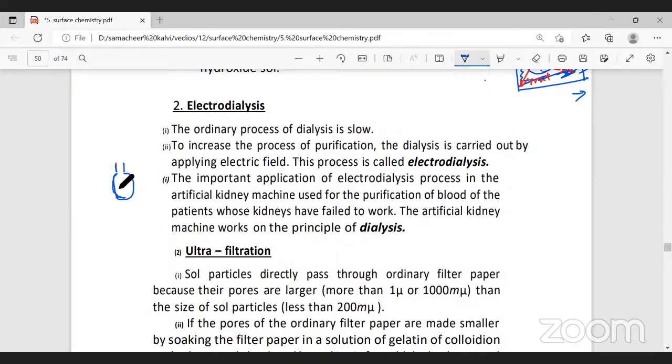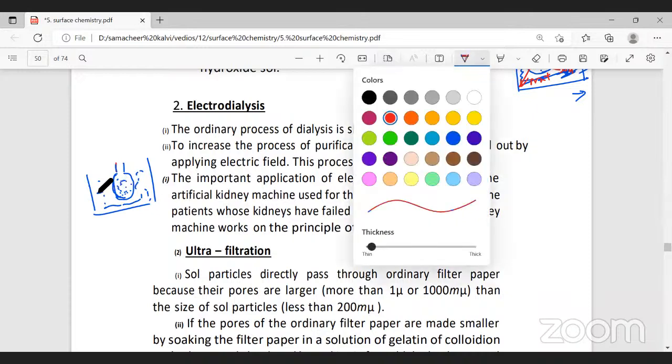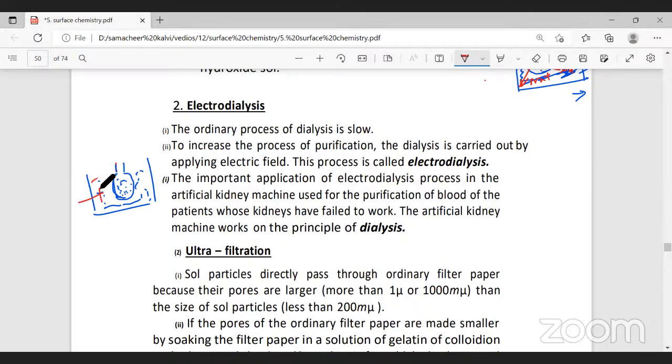A parchment paper bag containing an impure colloid is placed in a container containing water. We have two electrodes, a positive electrode and a negative electrode. Now, Na+ will move towards the negative electrode, and OH- will come out of the parchment bag and go towards the positive electrode.